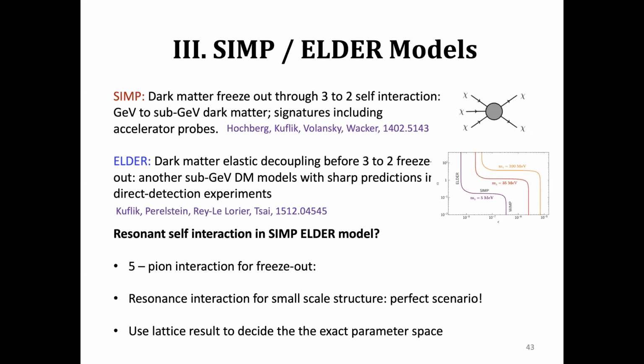So previously we considered this strongly interacting dark matter where the freeze out is through a number changing process. So this is called SIMP and ELDER, depending on if you freeze out first or decouple first. If you freeze out first, then it's SIMP. If you decouple first, then it's ELDER because it's elastically decoupling. But both need some kind of 5-pion interaction. So sorry, this plot is blocking some text, but basically, yeah, you need some 5-pion interaction.